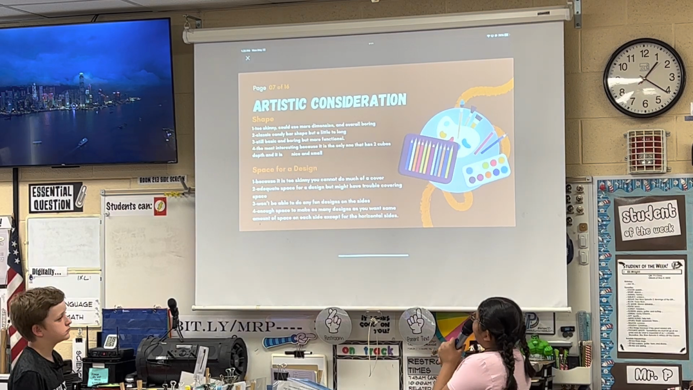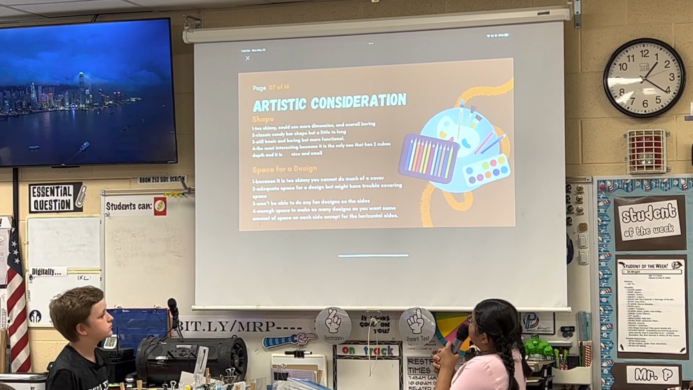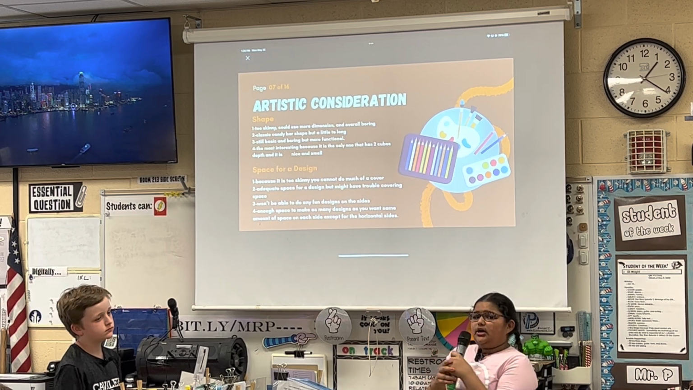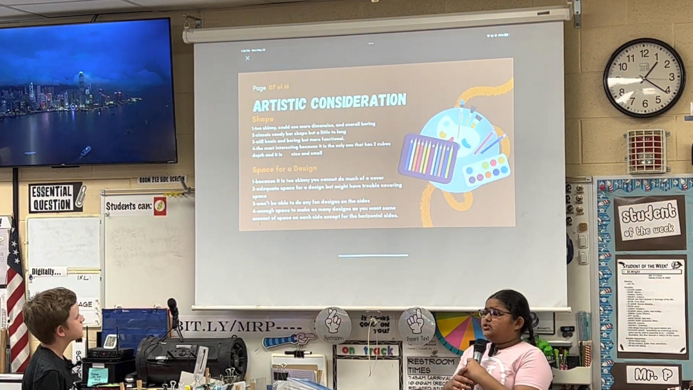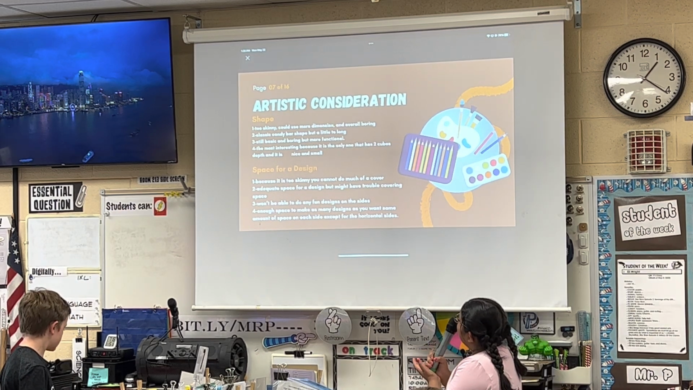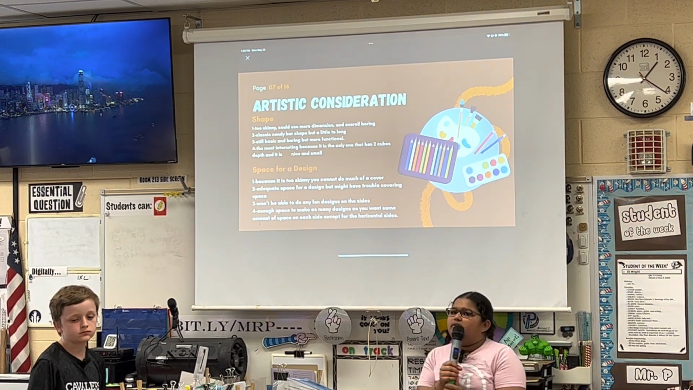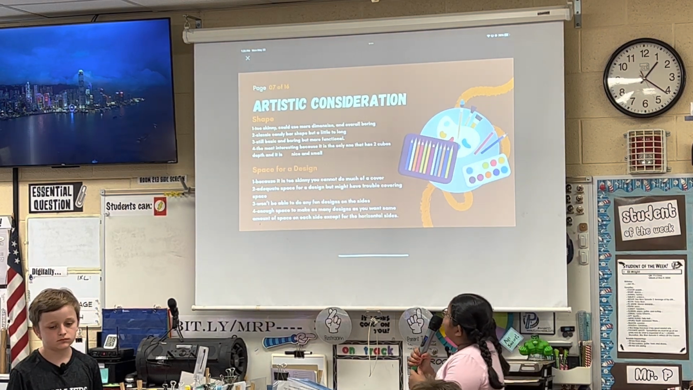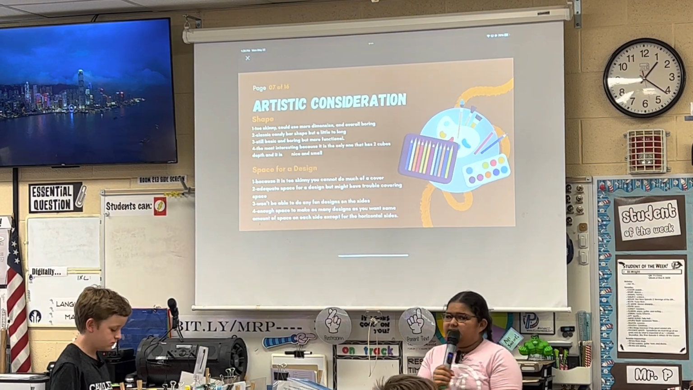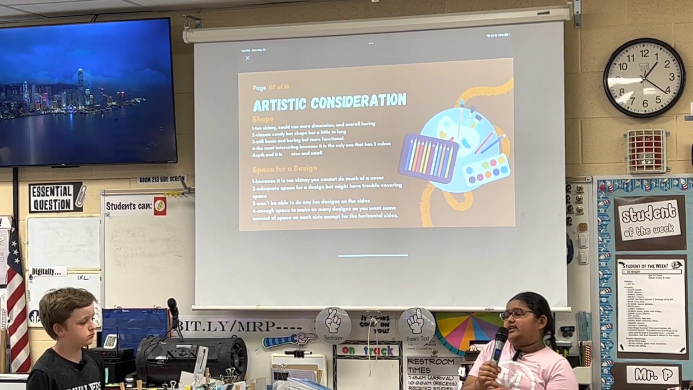But the next part of artistic consideration is space for the design. Number one, you cannot do much of a cover like I talked about in shape, just because it's too tall and it's only one block depth. Number two has adequate space for design, but you might have trouble covering that much space. Number three, you won't be able to do any fun designs on the side, which I think is also another big part of fun packaging.